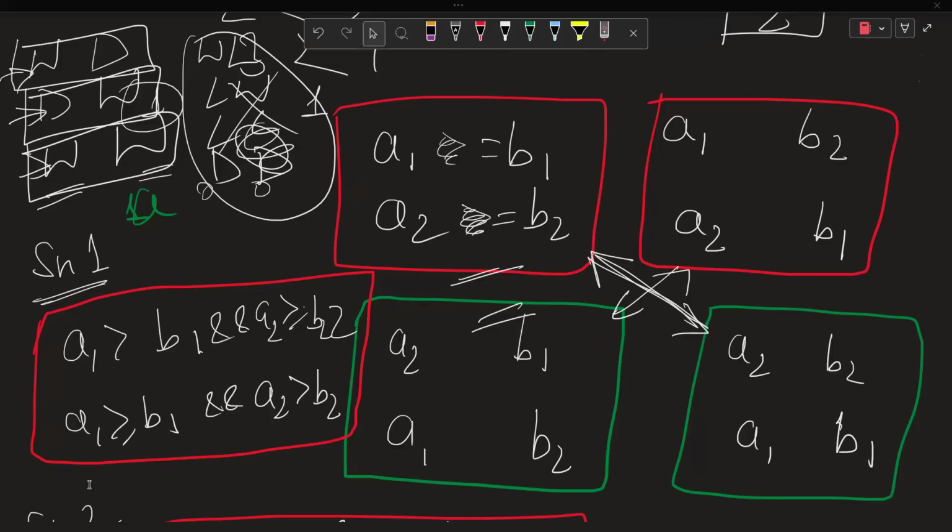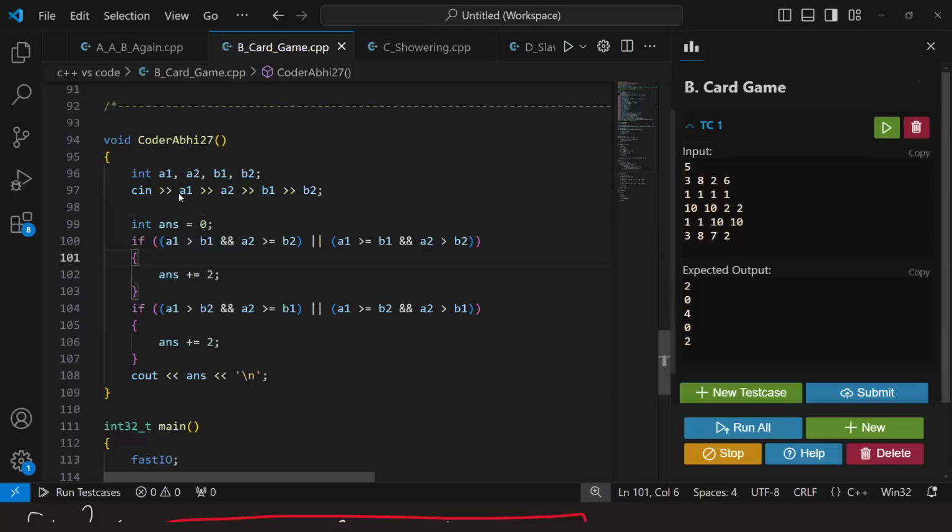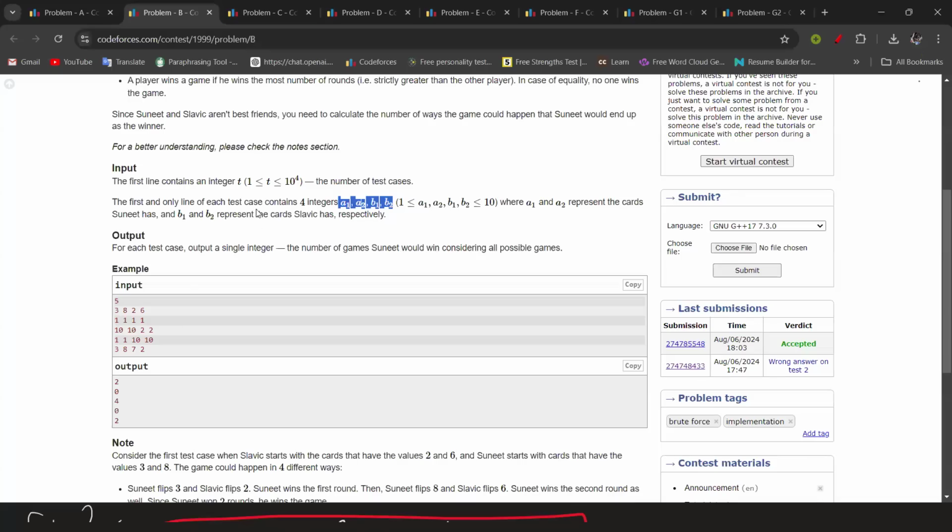The order just doesn't matter. You can take the order of the inputs as given. Whatever the input is, A1, A2, B1, B2, you can just take that. Even if you flip, because we are considering all the scenarios, order doesn't matter. I hope this problem is clear. We can move to the next problem now.